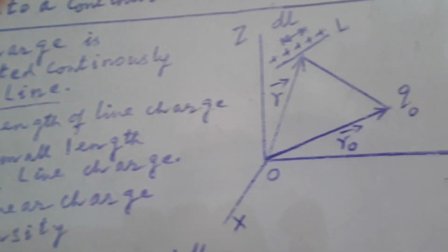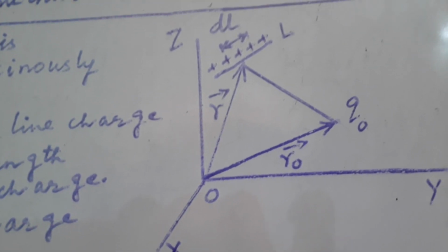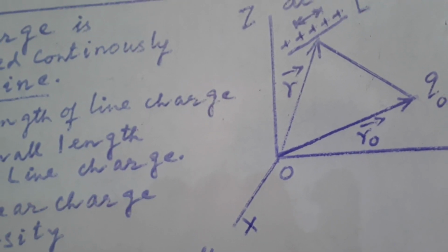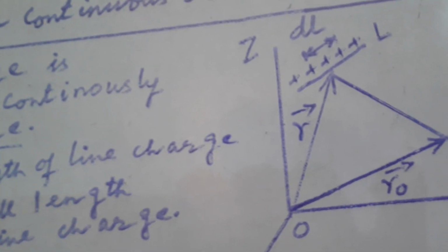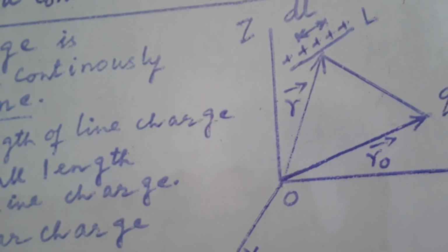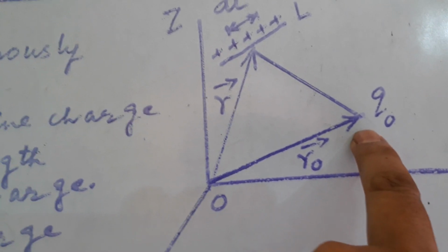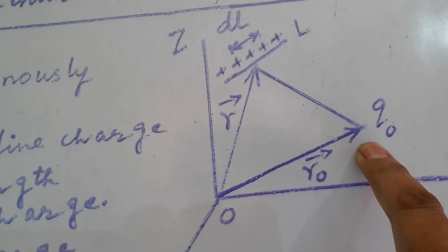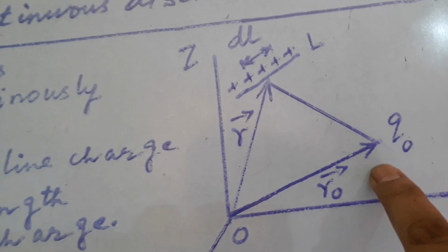Now look at the figure. First of all, you see the figure. In this figure, I have taken a line charge of length L, and its position vector is r. I have mentioned here position vector is r, and a point charge q naught where we have to find the force due to line charge. Its position vector is r naught.